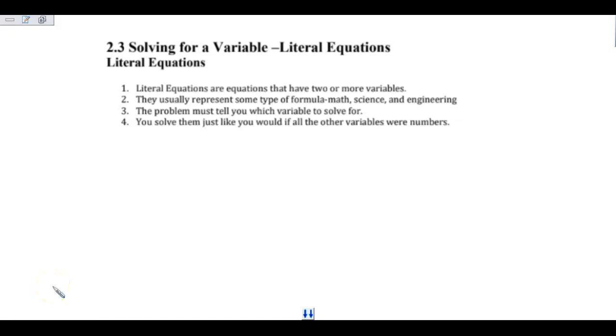Hello. Today we are going to be working with literal equations. A literal equation is just an equation that is all variables or a majority of variables. Literal equations are equations that have two or more variables involved, and they usually represent some type of formula, like in math, science, and engineering. The problem must tell you which variable to solve for. And then you can just solve them as if the variables were numbers.